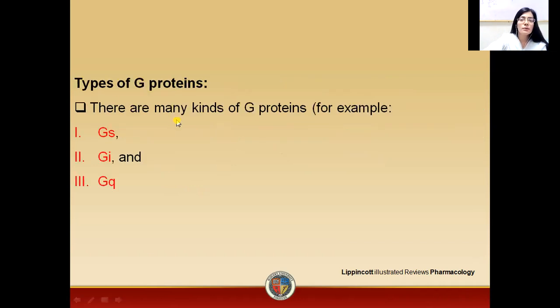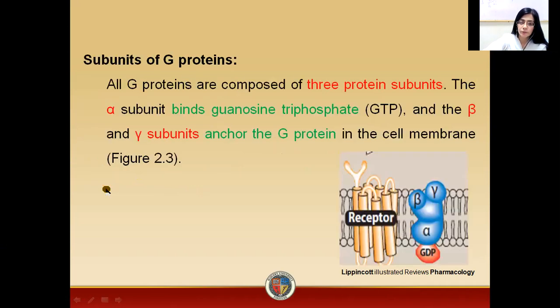Now, types of G protein. There are three types of G protein coupled receptor. First one is the receptor which is linked with the GS protein. Second receptor is linked with GI protein. GS is stimulatory protein and GI is inhibitory protein. Now the third type of G protein coupled receptor is linked with GQ protein.